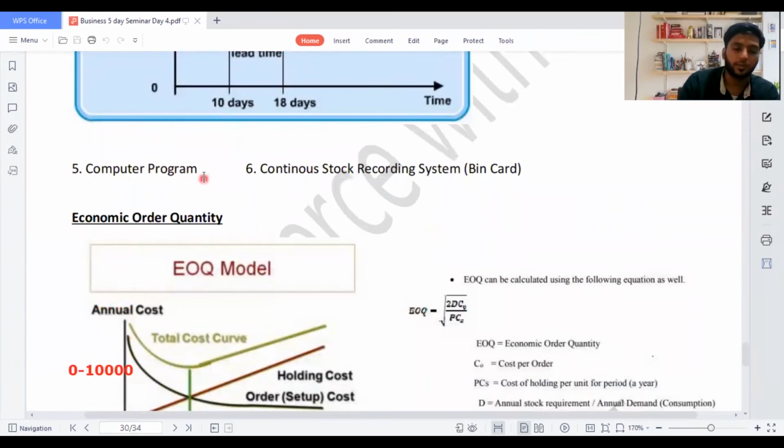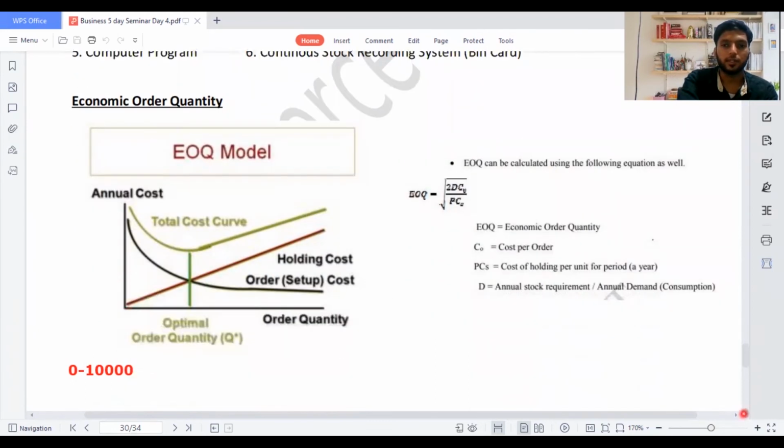Computer programs can also be used, like barcodes when you are doing the counting, and continuous stock record systems like the bin card. A bin card is like a paper. You write how much quantity came, how much quantity went, how much resource they made, and how much sales they have made. All these things will be recorded under the continuous stock recording system.